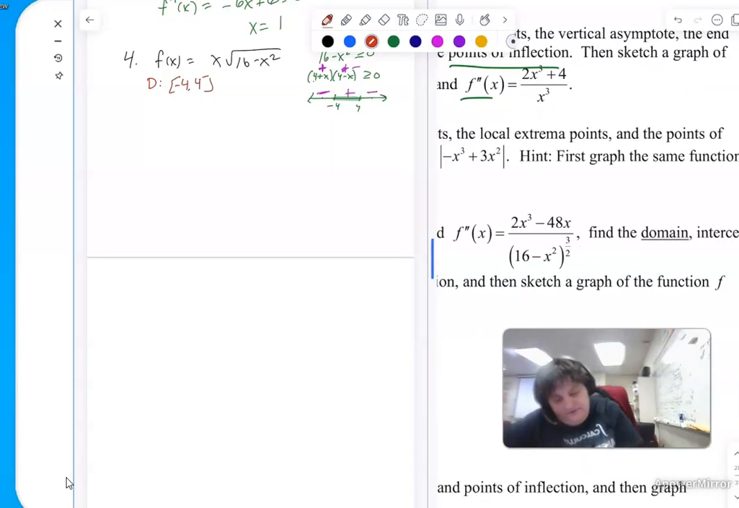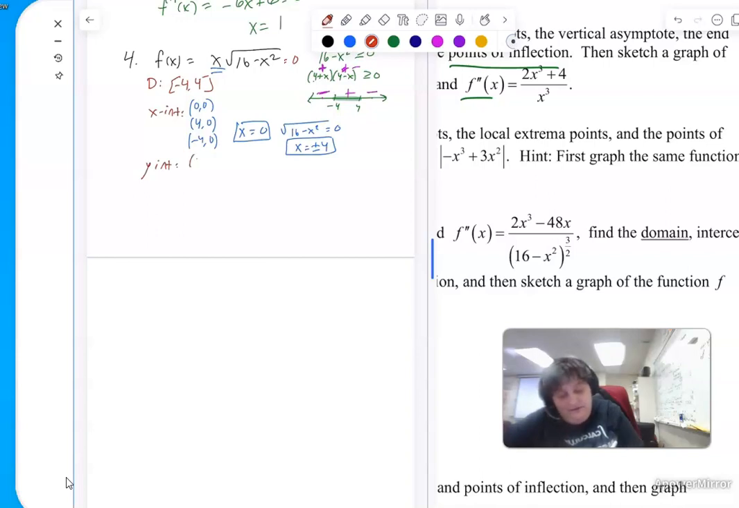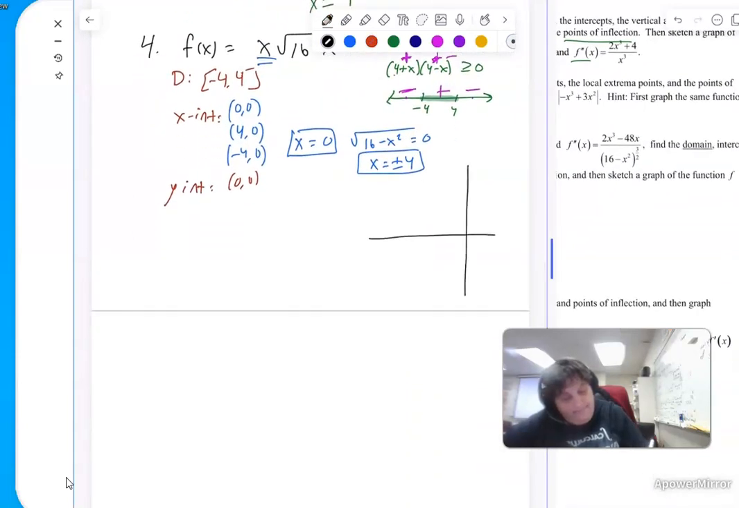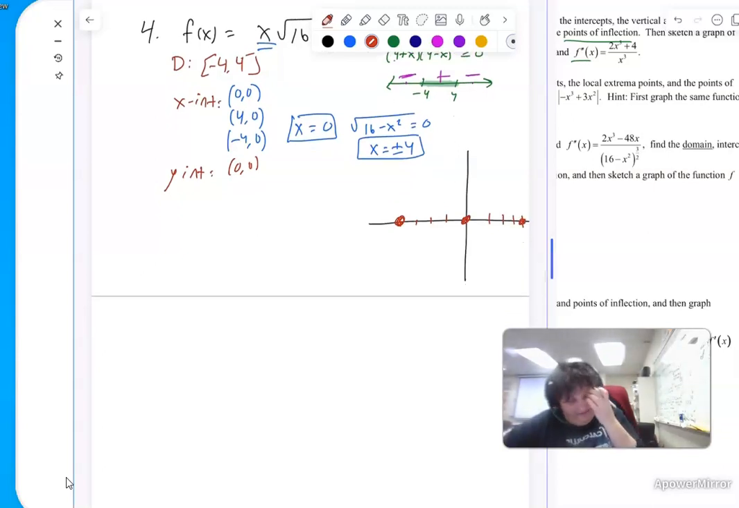Okay, and then, intercepts. Where does this equal 0? Well, you guys, I'm going to look at two things. I'm going to look at where does x equal 0, and I'm going to look at where does the square root of 16 minus x squared equal 0. Well, that one is already solved. This one I also kind of already solved. I can square both sides, but remember I just got x is plus or minus 4. So those are my x-intercepts: (0, 0), (4, 0), (negative 4, 0). If I'm looking for my y-intercept, it's when I plug in 0, and that's just (0, 0) also. Okay, so right now I have x-intercepts here, here, and here. And then my domain doesn't go past those, negative 4 and 4. All right?